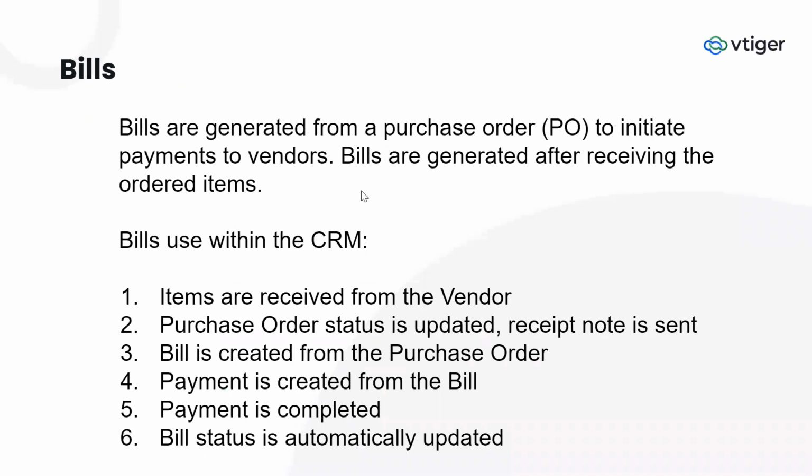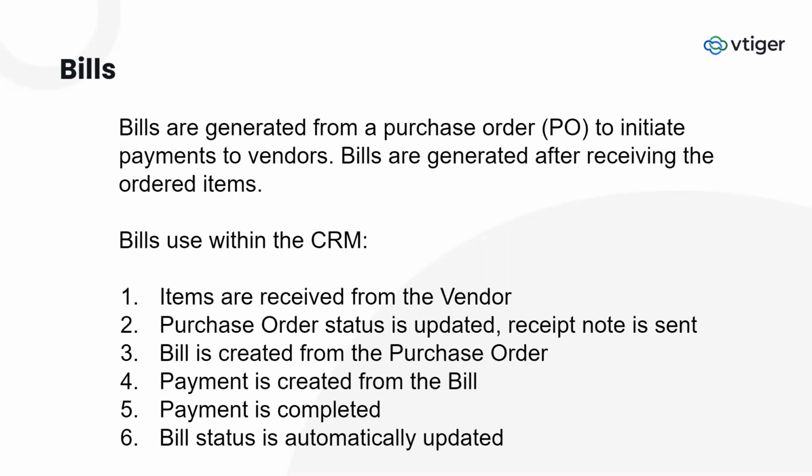Bills are what would follow the receipt note. They are generated from a purchase order, and we generally recommend doing so directly from the purchase order because it pulls in the information you need directly from that record that's created. And it's created to initiate payments to the vendors. So yeah, they are generally generated after receiving the ordered items. Again, this could vary depending on what industry you're in or how you approach purchasing items from vendors, but that's just the general approach we recommend and have built this around.